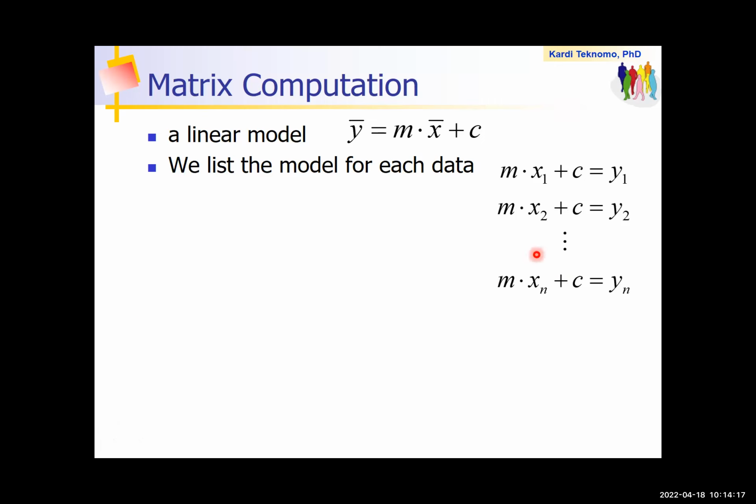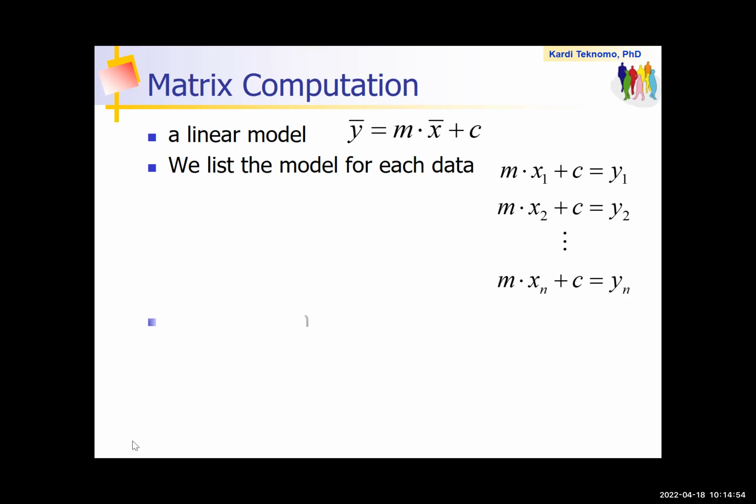Okay, and then this is the slope m, and then c is the intercept. Okay? And our dependent data is y1, y2 until yn. So for each data, I can say that m multiplied by x1 plus c equal to y1. Right? m multiplied by x2, this is the second row of the data, plus c equal to y2, and so on. Right? This is supposed to be like this.